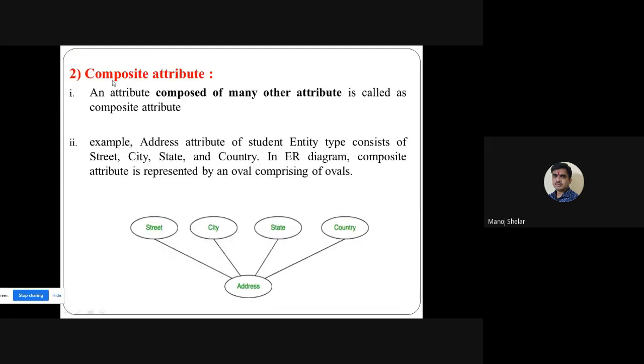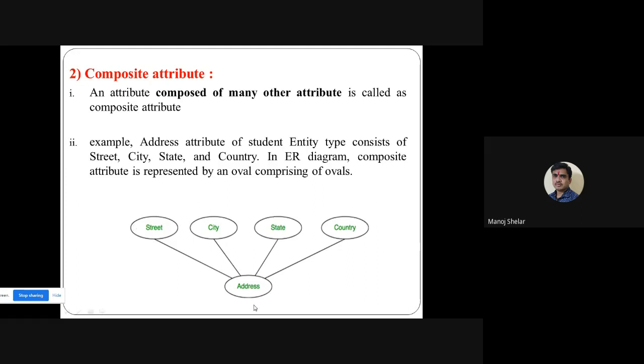Composite attributes. A composite attribute means a particular attribute is divided into subparts. An attribute composed of many other attributes is called a composite attribute. For example, the address attribute of the student entity type consists of street, city, state, and country. In an ER diagram, a composite attribute is represented by an oval comprising other ovals. So here address is divided into street, city, state, and country. This is an example of a composite attribute.